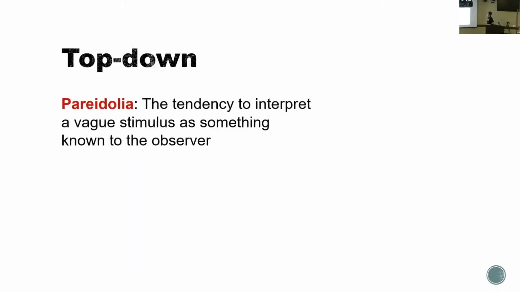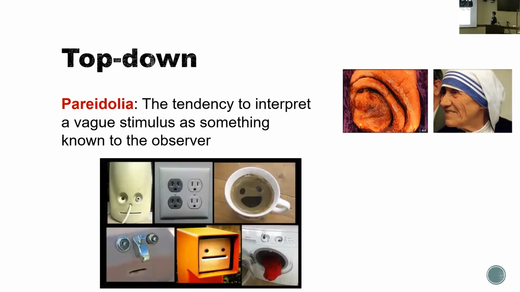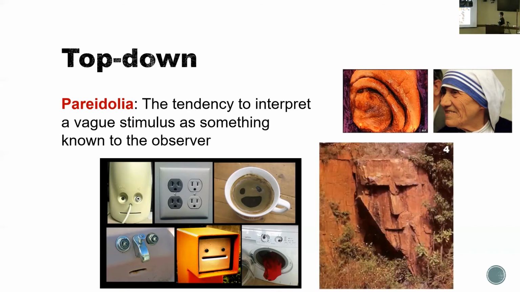Top-down processing. We have pareidolia. This is the tendency to interpret a vague stimulus as something known to the observer. You can see the similarity here, right? A little bit. Here, what do you see? It's smiley faces. Faces, right? Then here, you can see a face.